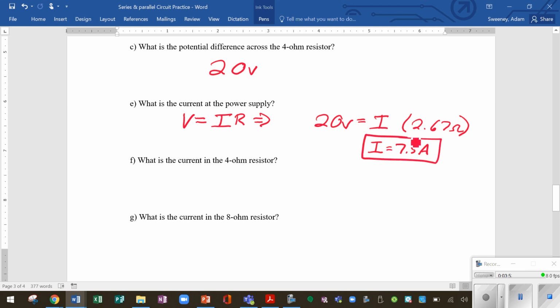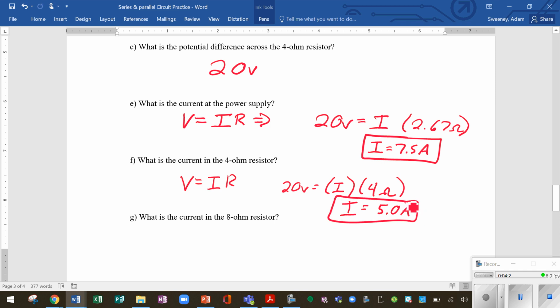And now we want to find out what the current is in the 4 ohm resistor. So here we can use Ohm's law again. Voltage is equal to current times resistance. And here we have 20 volts, the same voltage as our power supply. Our current is what we're trying to find. And the resistance in the 4 ohm line is 4 ohms. So 20 divided by 4 will give us 5 amps.